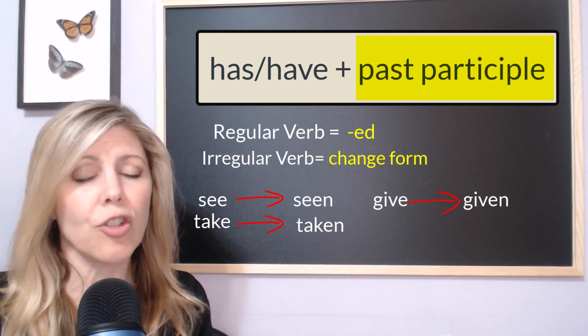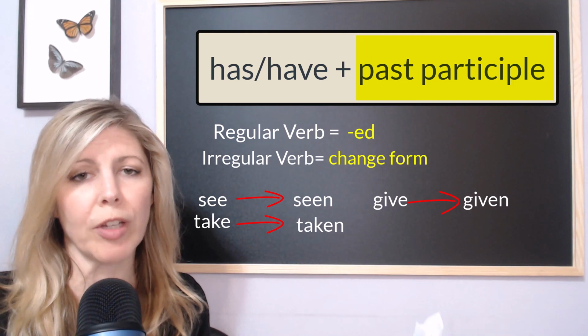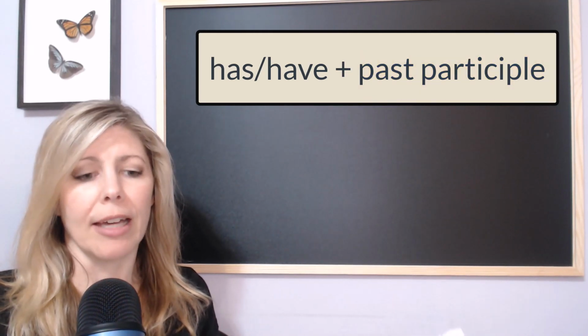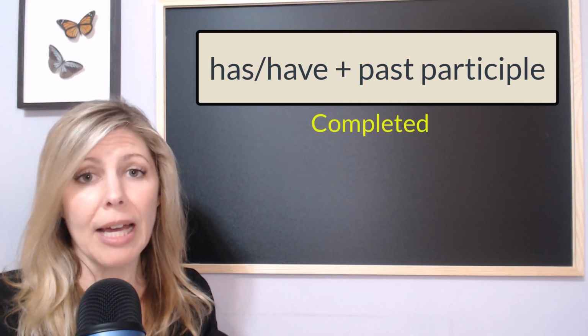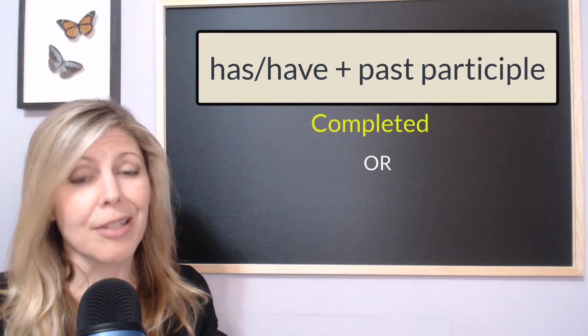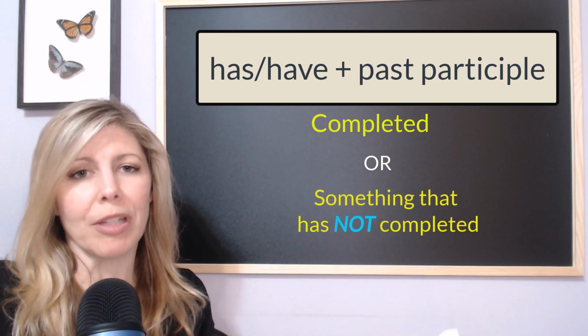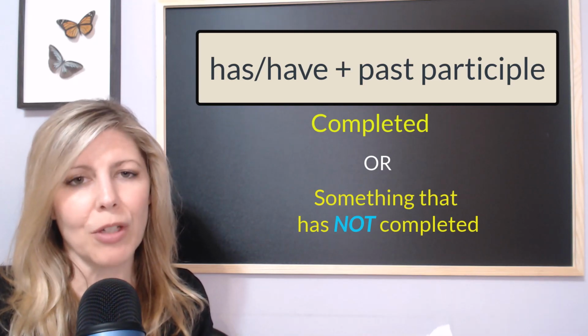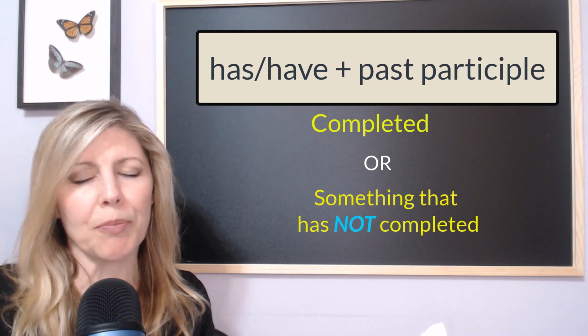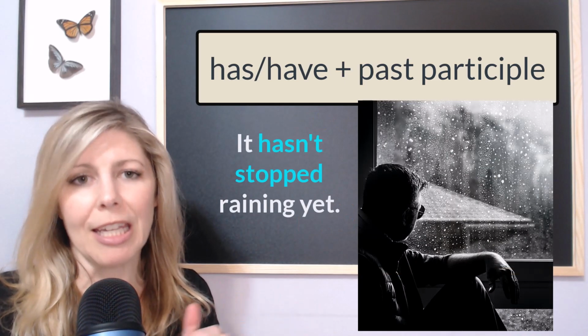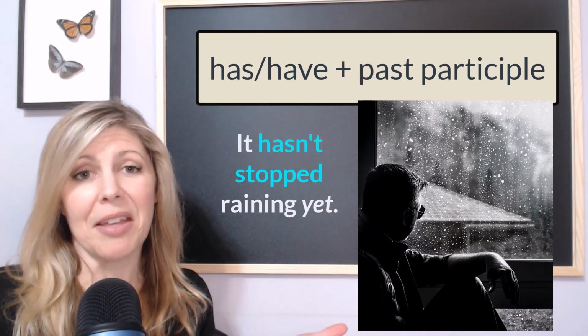Now, as I just mentioned, we use the present perfect for an action or something that has been completed in the past or something that has not completed. Okay, and we expect it to complete sometime in the future. Okay, I'll give you an example. It hasn't stopped raining yet. Okay, we would say it that way.